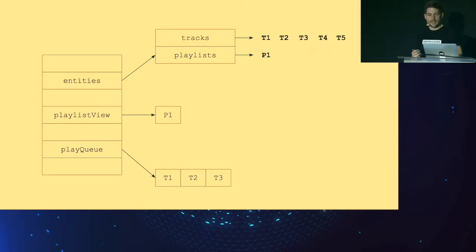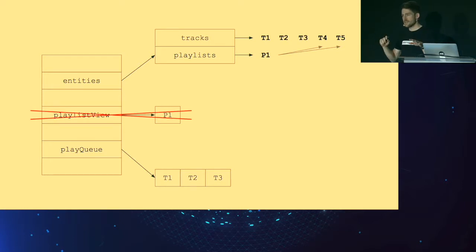And what tracing does is, let's say we navigate away from the playlist view. That means we remove this reference from our store. That means we can remove this reference up there, P1. That means we can remove all the tracks that were in P1 that are not referenced from anywhere else, and we can get rid of all of this. So this is more about the relation between data, rather than a manual counting way of freeing up your memory.